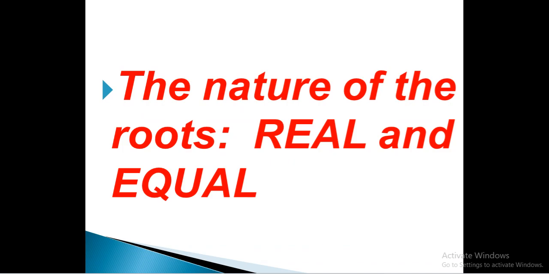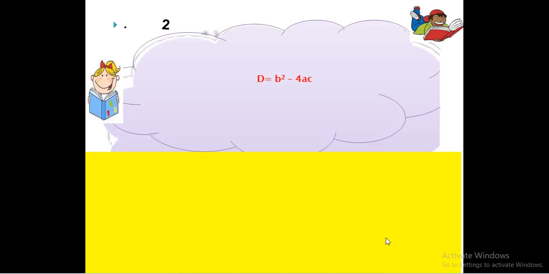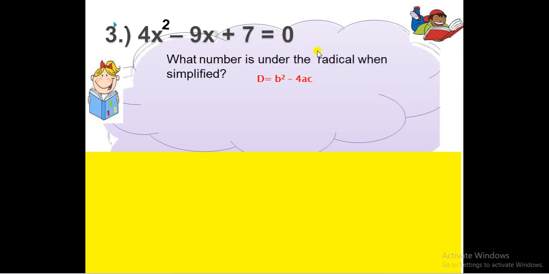Now let's move to another case. Let us see question number 3. 4x square minus 9x plus 7 equals 0. Again we have to find out the number under radical, that is the D value. So what is b here? b is minus 9, the coefficient of x. What is a? a is 4. And what is the constant term c? It is 7. So let us put it now and let's find out fast.